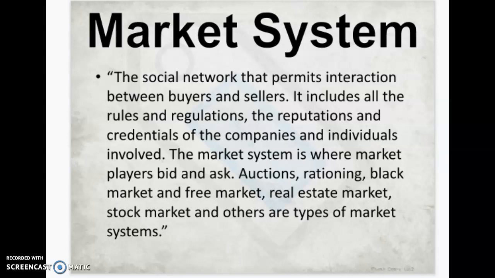The market system is where market players bid and ask. When it says market players, we're talking about consumers and producers. There are lots of different types of markets, and some of those are auctions. Maybe we'll ration our goods. There's also a black market, which is where illegal products are sold, and the free market. There are real estate markets, and there are also stock markets. So lots of markets are involved that might have a market system.